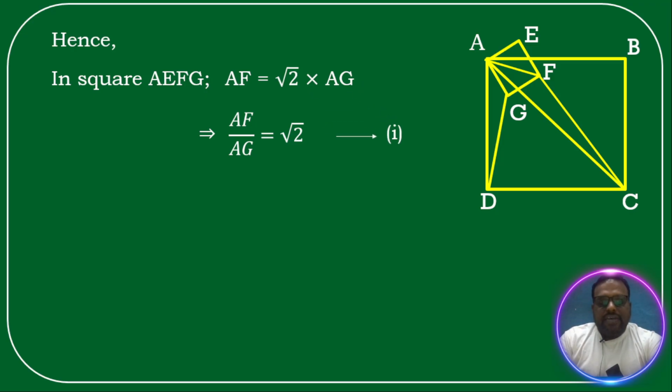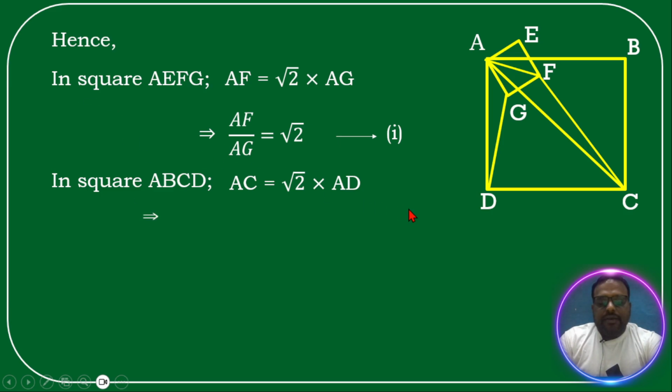Now similarly, as you took for the case of AEFG, we will take for the square ABCD also. So now in the square ABCD, AC is the diagonal, right? So we can write in the similar way AC is equal to root 2 times AD, right? Again, the same way how you got the previous one, when you take the AD to the left side, you will get AC upon AD equal to root 2. So let us name this as equation 2.